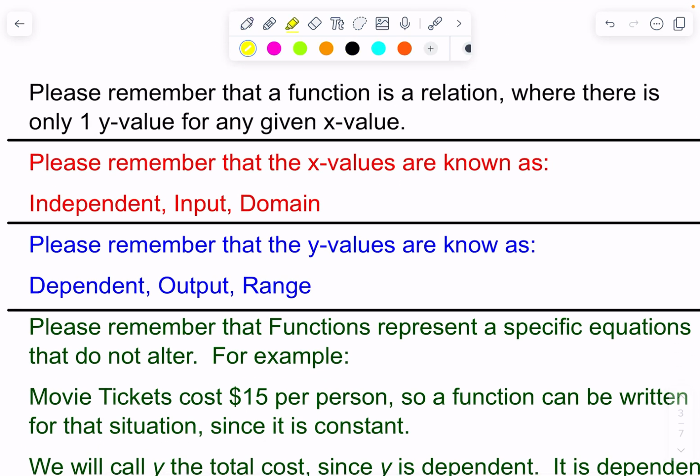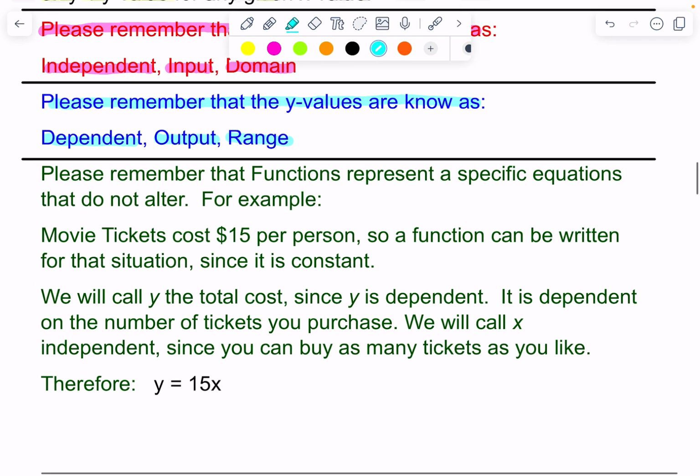Let's just go over some reminders. Please remember that a function is a relation where there is only one y value for any given x value. Please remember that the x values are known as the independent, the input, and the domain. Please remember that the y values are known as the dependent, output, or the range. And please remember that functions represent a specific equation or equations that do not alter.